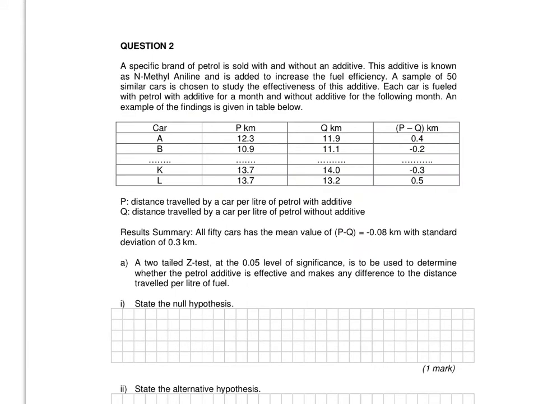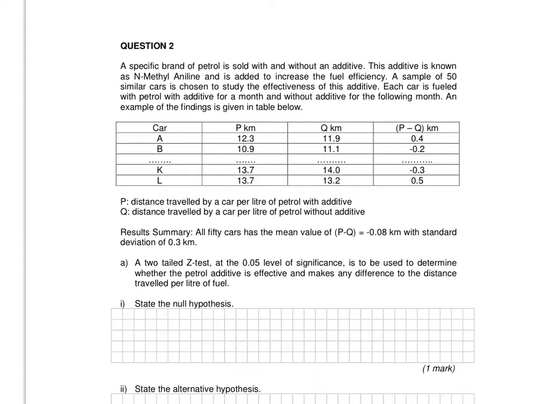Question 2. This question requires us to test whether there is any difference in the distance travelled by a car per litre of petrol with and without additive added. Understanding the question further, if there should be no difference in the distance travelled, the mean would thus be 0. They tested this on 50 cars, of which the mean and standard deviation obtained were negative 0.08 km and 0.3 km respectively.